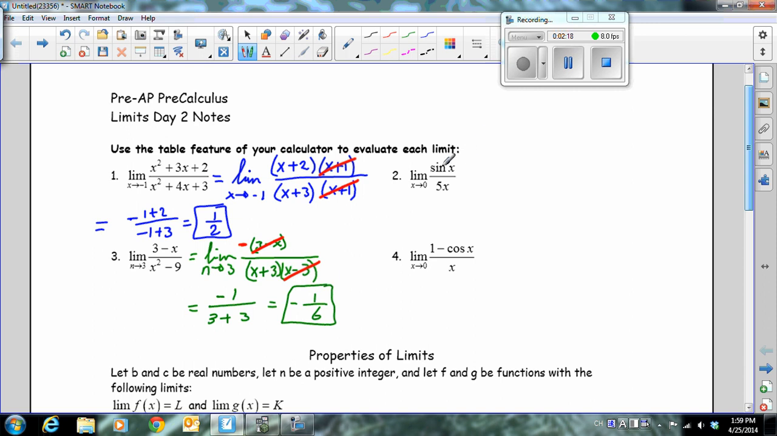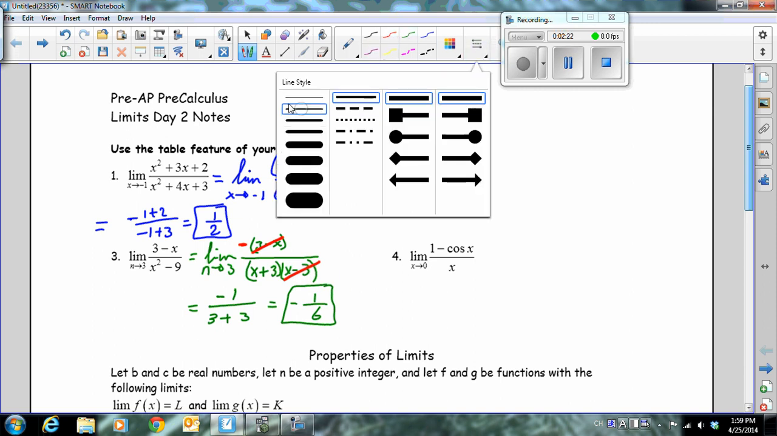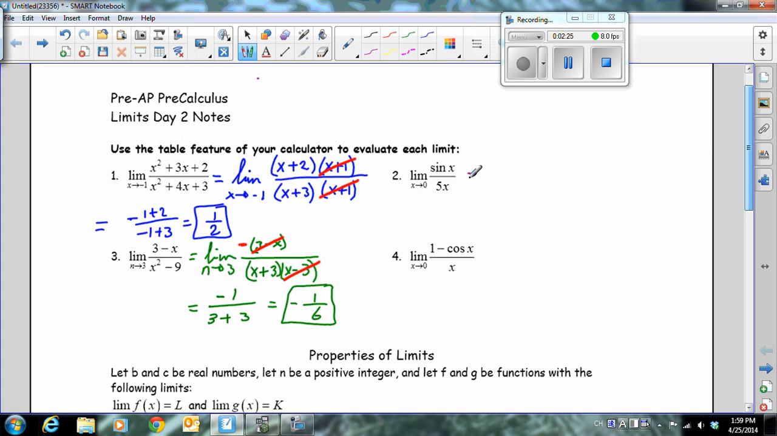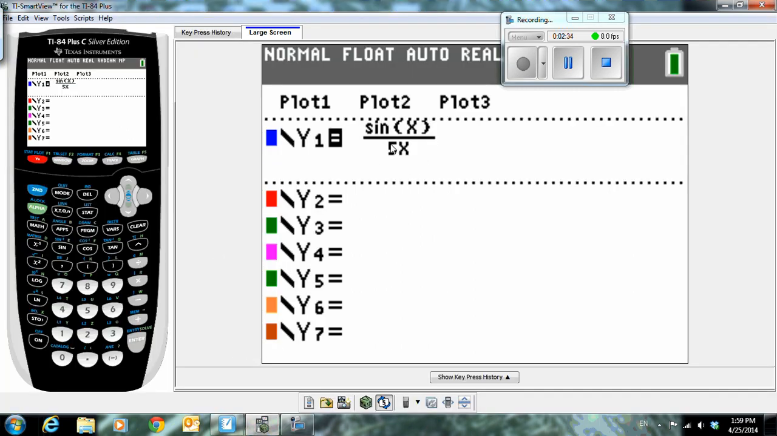Sometimes you just can't factor, like problem number 2. If you just can't factor it, another way to solve it is using your calculator. So what I would do is, on the y equals screen, plug in the equation for the limit as x approaches 0. Remember, alpha y equals will give you this ratio. You don't have to use this ratio; you can use parentheses if needed.